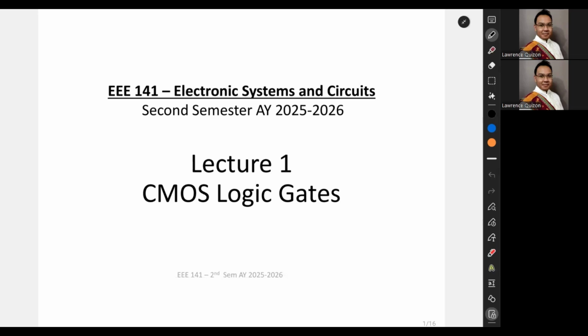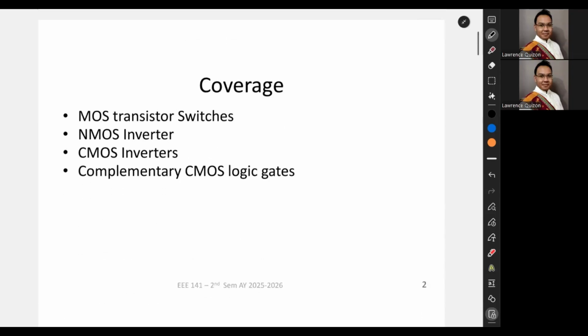All right, so for the third part of lecture 1, let's discuss the most widely used method to implement logic gates of modern times, the CMOS logic gates. We'll cover MOS transistor switches, then the NMOS inverter, and then we'll transition over to CMOS, which is neither NMOS nor PMOS, it's a CMOS.